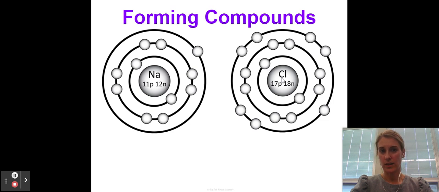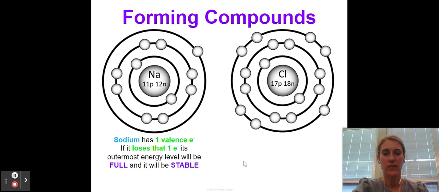Chlorine, on the other hand, which is a nonmetal, 1s2, 2s2, 2p6, 3s2, 3p5. So we have 7 valence electrons in its outer shell. So it really would like 1 more so that it can be stable. So sodium has 1 valence electron. It's going to lose it, and what will happen is it loses this energy level and then its electron cloud shrinks a little bit and then it will be stable. This one's going to gain 1 electron, become slightly bigger.